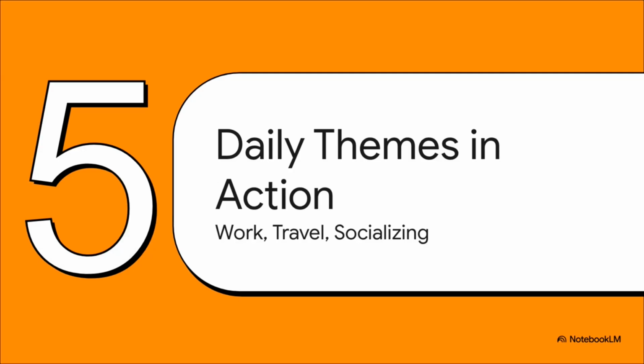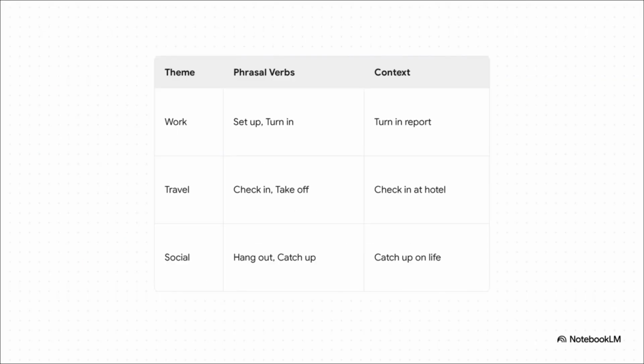Section 5. Daily themes in action. Work, travel, and socializing. Let's zoom out and look at Tom's entire day by grouping his actions into themes. Grouping verbs contextually like this helps your brain build a web of practical associations, rather than just forcing you to memorize a dry list. For work, he sets up a meeting and turns in a report. When he travels, he checks in at the hotel before his plane takes off. And for socializing, he hangs out to catch up. Organizing your study notes exactly like this is going to drastically improve your recall during a high-pressure exam.